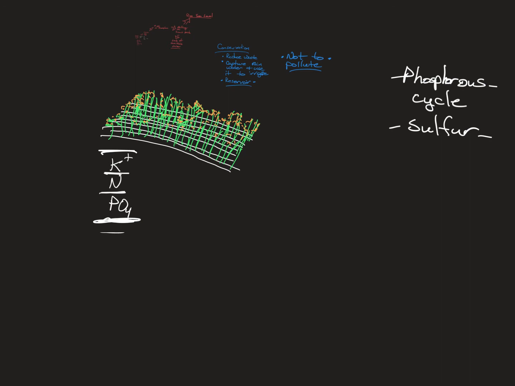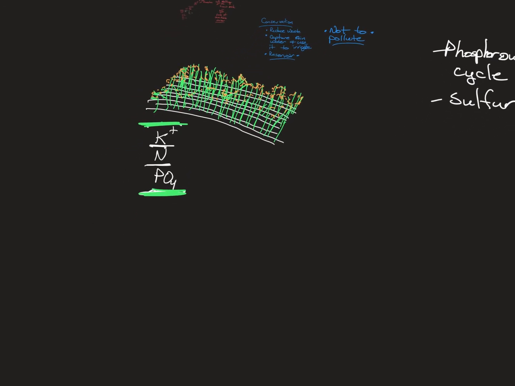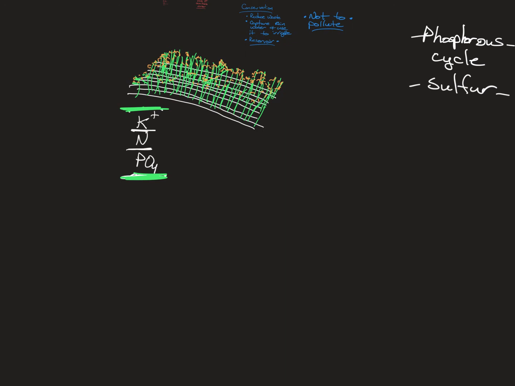Phosphate is in rock. Phosphate comes from rock. And so we can't wait for rocks to break down. And then phosphate can be lost to the ocean because there's something called erosion, right? Runoff. We call it runoff.